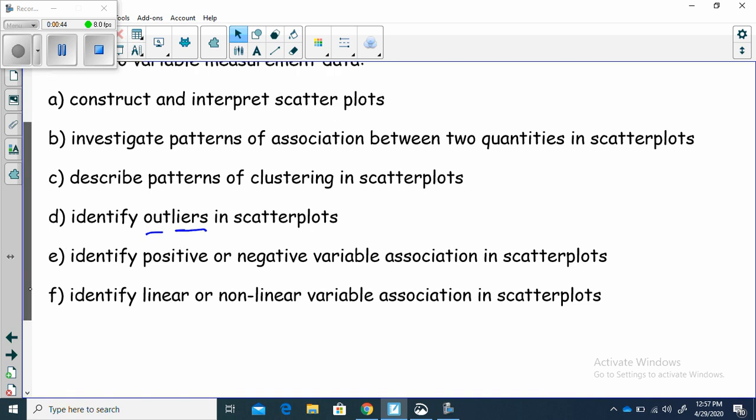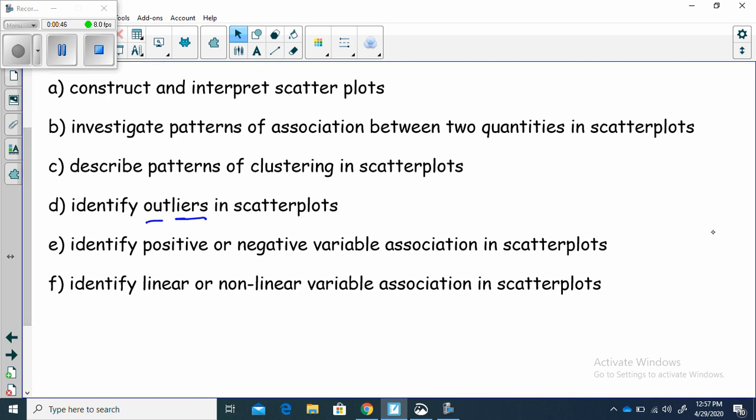Identify positive and negative variable association in scatter plots. Is the slope positive? Is the slope negative? Identify linear and nonlinear variable association in scatter plots. Whenever we look at the association, does it look like it's about linear, or does it give us a curve, or does it go up? Is it linear or is it not?